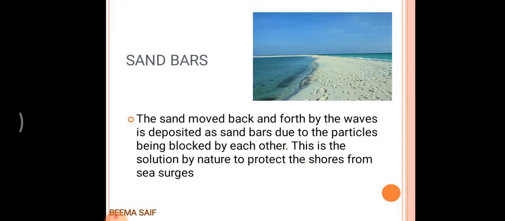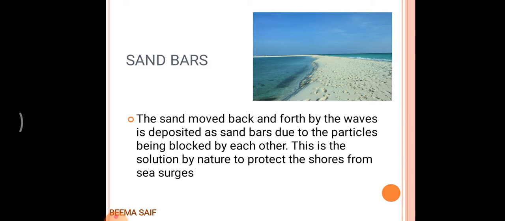You might have seen this picture or these features along the seashores. They are called sandbars. These are a natural solution to protect shores from sea surges. Sandbars are the sand moved back and forth by the waves. It is a deposition of sand by the waves along the seashores.